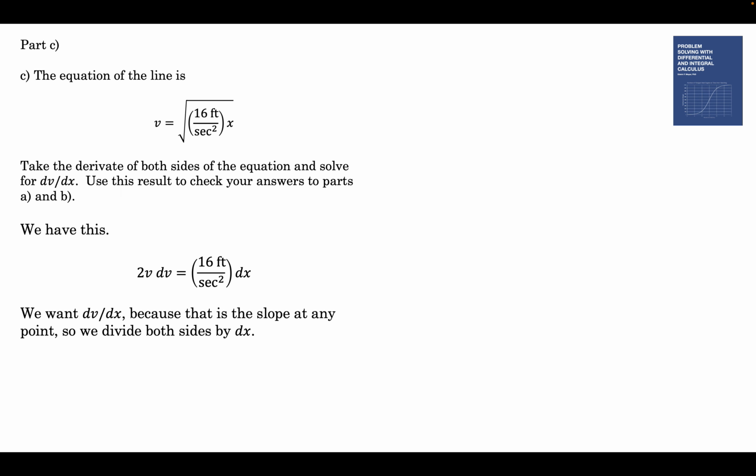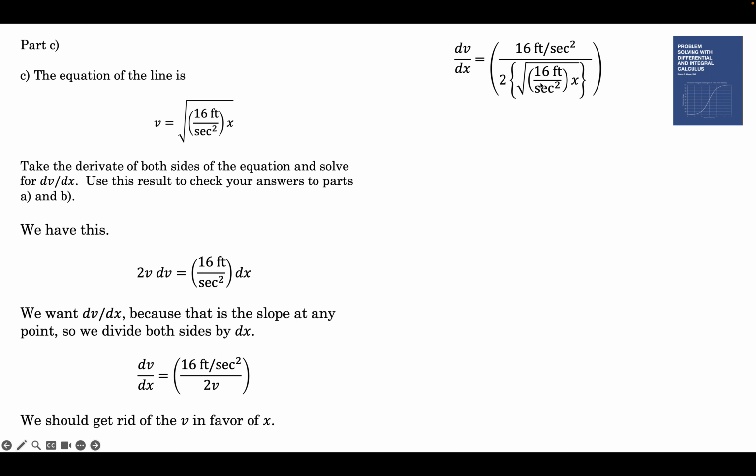So we divide both sides by dx, put the 2v in the bottom. If we want the slope, we really should get rid of the v. And we know what v is. It's right here. That's v. So we can stick this in for v. This curly bracket here is just v. Now we have 16 feet per second squared on the top and a square root in the bottom, so that makes a square root in the top. The 2 is not under the square root, so we pull that out. But the x is under the square root. So we have 1/2 times the square root of 16 feet per second squared divided by x.